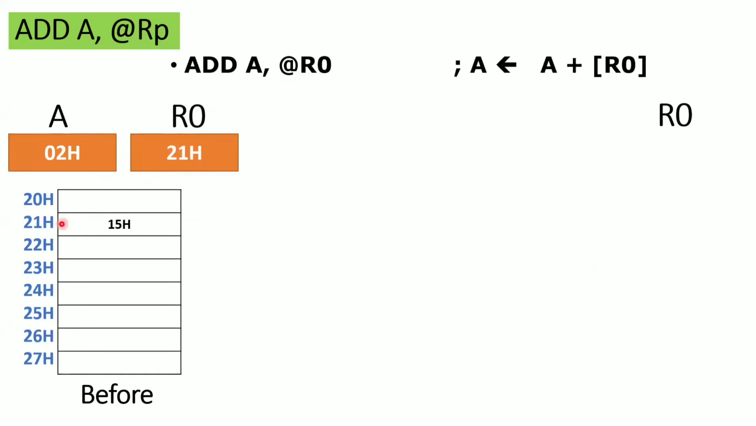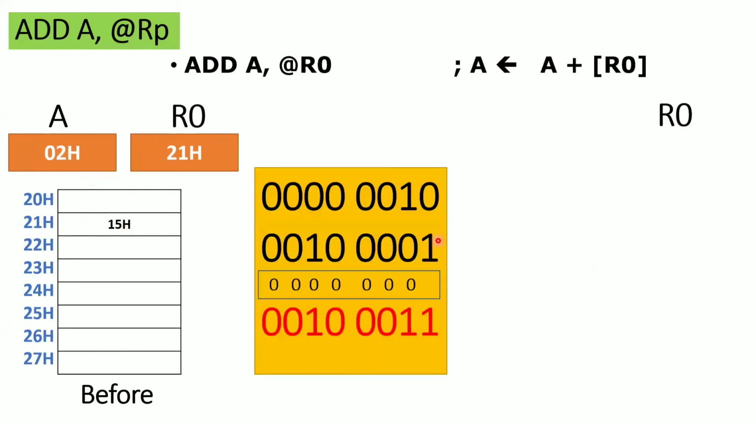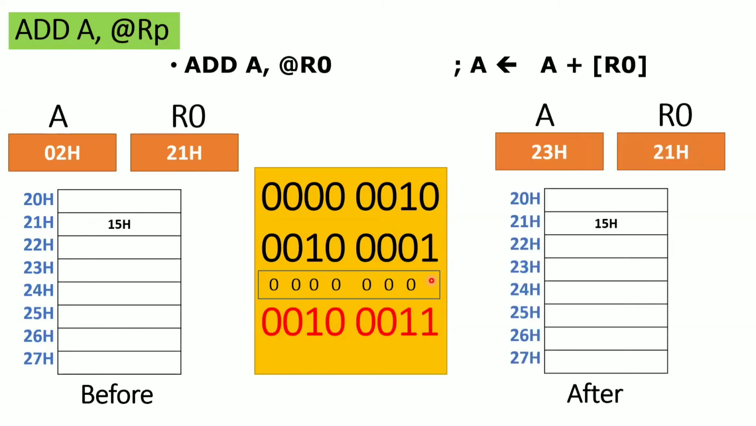Now come back to 21h. In 21h, what is the value? 15h. Now add these two numbers, 15h and 02h, you will get 17h, right? So actually there should be 17h. I put some wrong information there. So the A value will actually get 17h, and the remaining value, 15h, will be restored here. There is some mistake in the PPT. So actually it will get 17h, right?